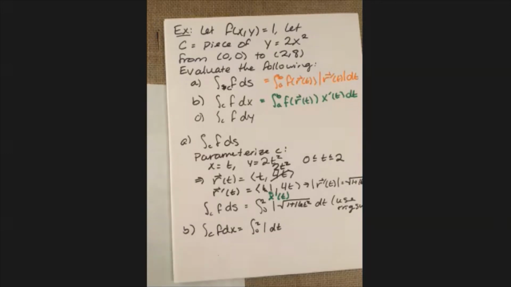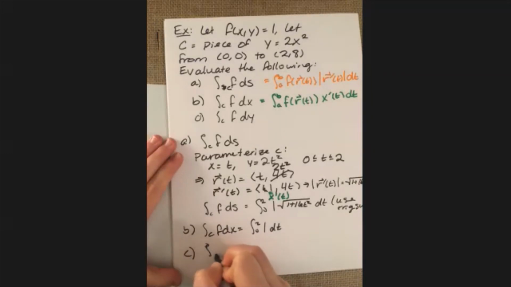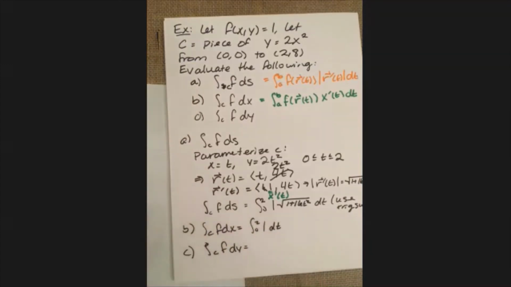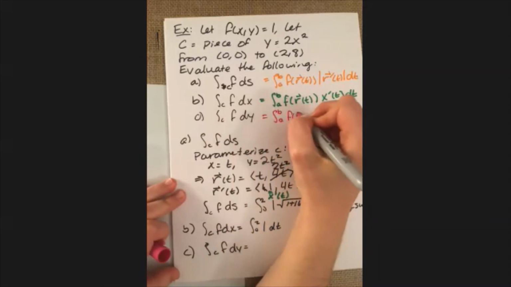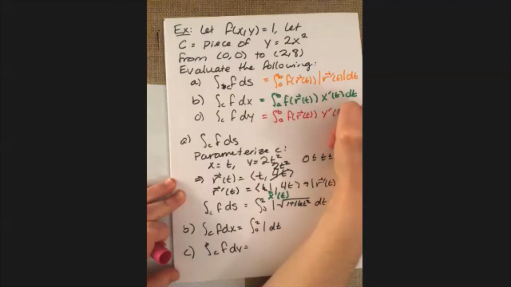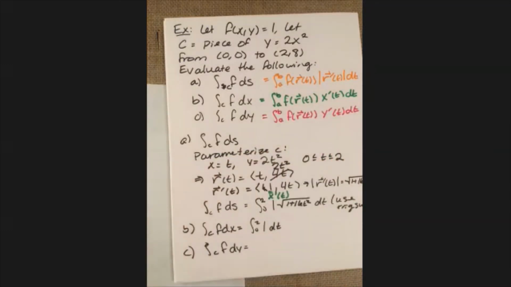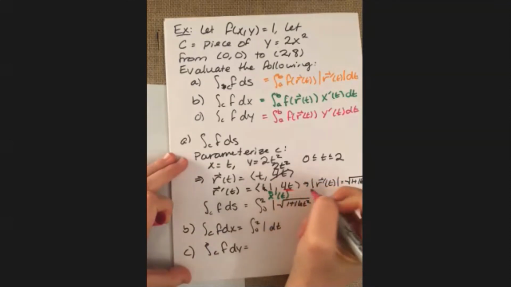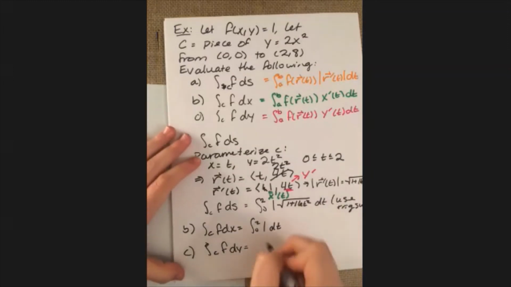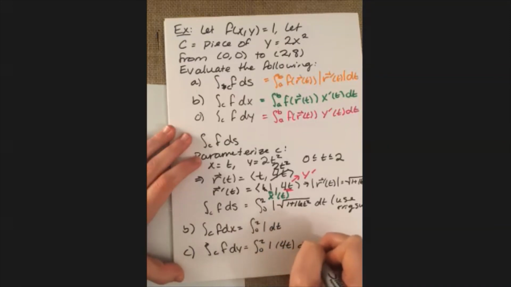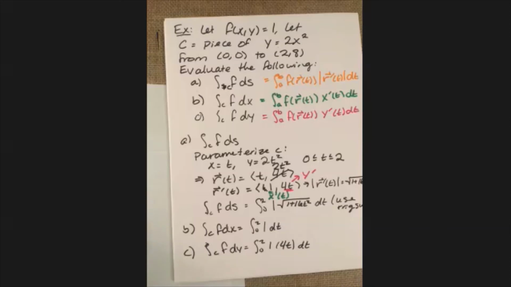Let's look at part C. Now we're doing this with respect to y, and this is when we use the integral from a to b of f of r of t times y prime of t dt. We already computed y prime, and that's going to be 4t. So we have the integral from 0 to 2 of 1 times 4t dt, which is again really quite straightforward to compute. That's how we use these different formats.